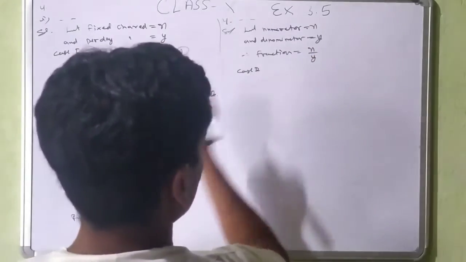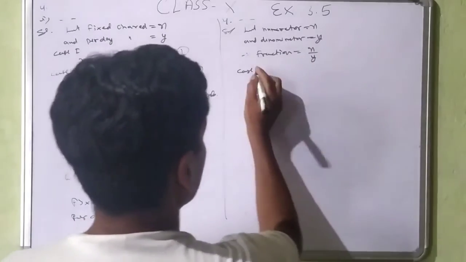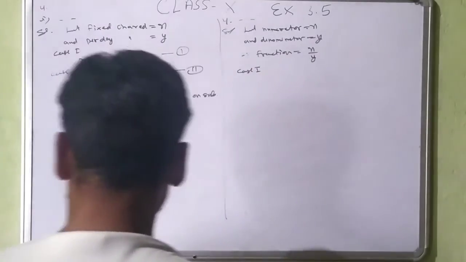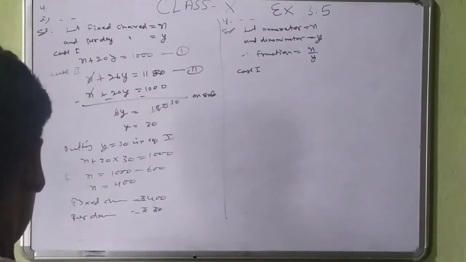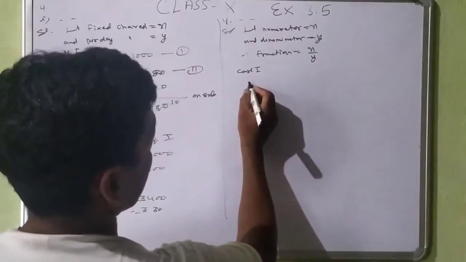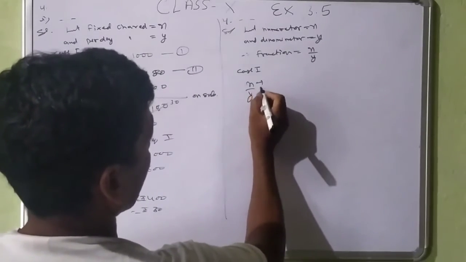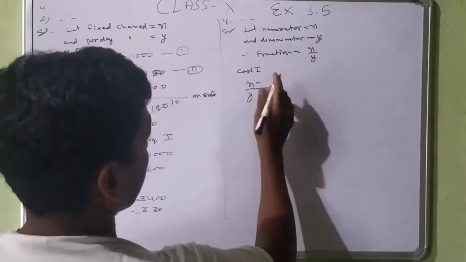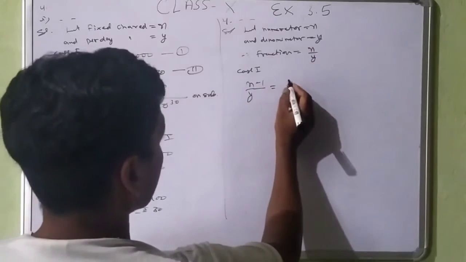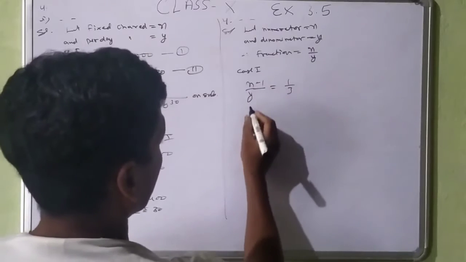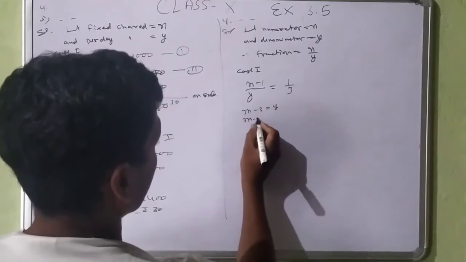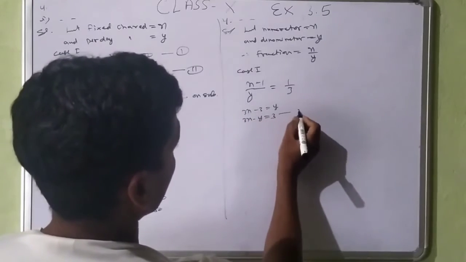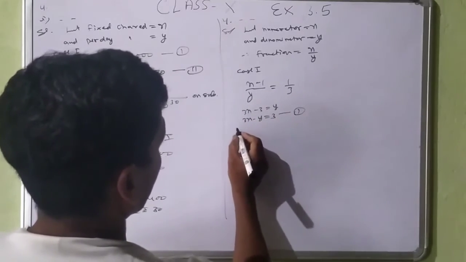Case first. A fraction becomes 1 upon 3 when 1 is subtracted from the numerator. For x upon y, 1 is subtracted from the numerator, and that fraction becomes 1 upon 3. By cross multiplying, 3x minus 3 is equal to y. So 3x minus y is equal to 3. This is equation number first.